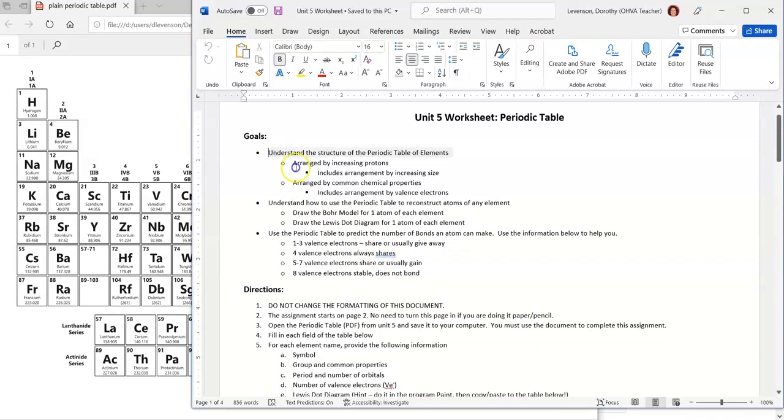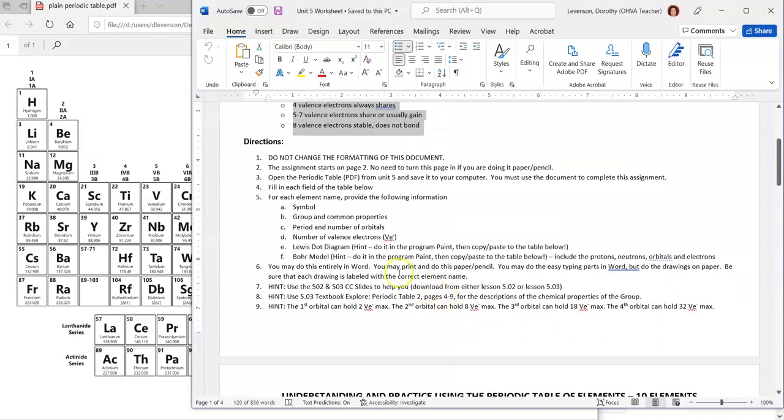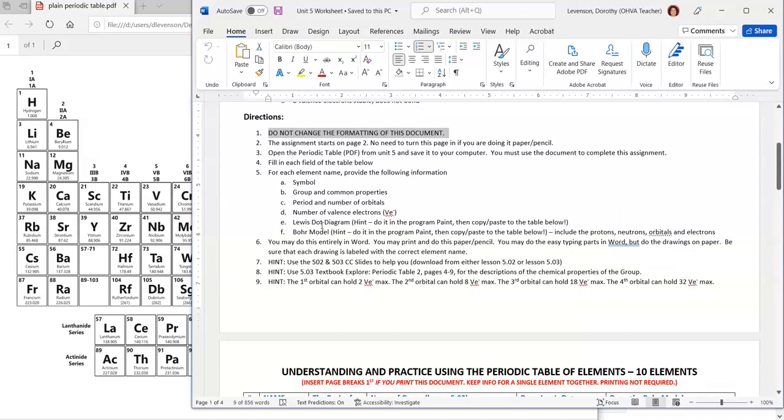Okay, so the first thing you need to do, of course, is read all the directions. These are the goals, the things that we should be learning from this worksheet. Now, these are the directions, the things you need to actually do. Number one, do not change the formatting on the document. If you change the formatting, I don't know if I'll be able to grade it because it'll be very difficult to find the information. So do not change the formatting.